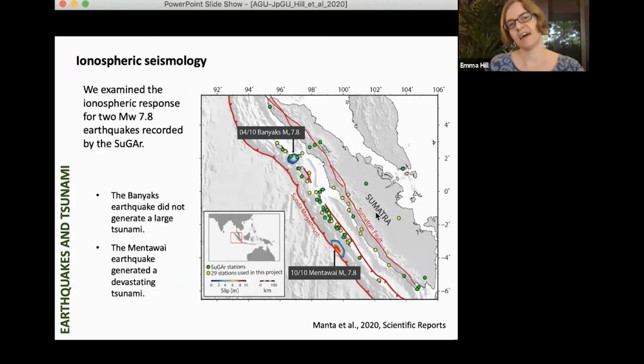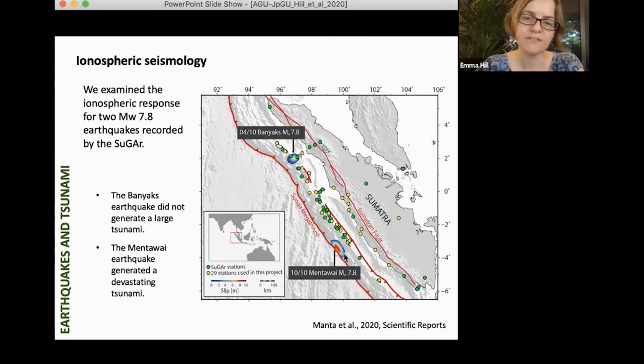And that led us to ask the question, does that mean that we can use information from GPS on these ionospheric tsunami to help in tsunami early warning? And we had a beautiful test example for Sumatra in which there were 2 earthquakes in 2010. The Mentawai earthquake to the south, 7.8, and then another 7.8 earthquake up in the Banyaks. And they're the same magnitude, same year, observed by the same network.